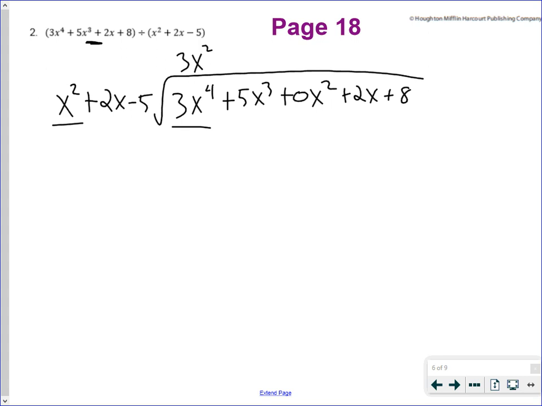So we're going to take that 3x squared, multiply by everything in the divisor, and put it underneath our dividend. 3x squared times x squared is 3x to the 4th. 3x squared times 2x is a positive 6x cubed. And 3x squared times negative 5 is negative 15x squared. All right, and that's another reason why we put the placeholder here. We keep all the degrees on top of each other, or in a column, in a row next to each other, and we don't get lost.